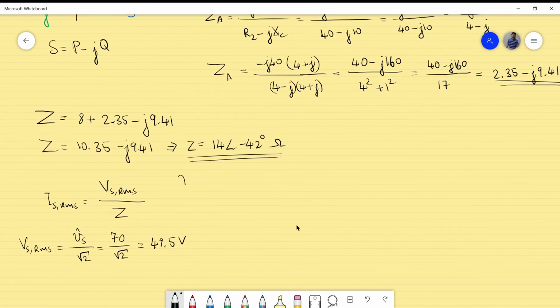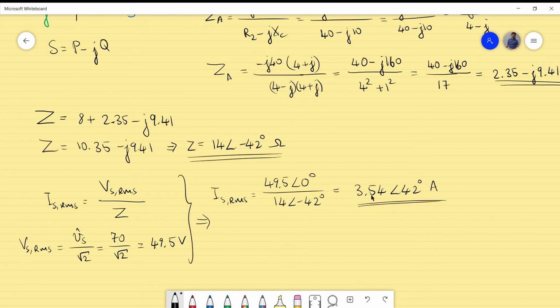So this will bring us to the following. IS RMS will be 49.5 phase 0 degrees divided by the Z, which is 14 phase minus 42 degrees. And this will result in 3.54 phase plus 42 degrees amperes. So we have 3.54 ampere with a phase of 42 degrees. Now, since we know this is the positive phase, the power factor will be leading. That's actually the situation here.